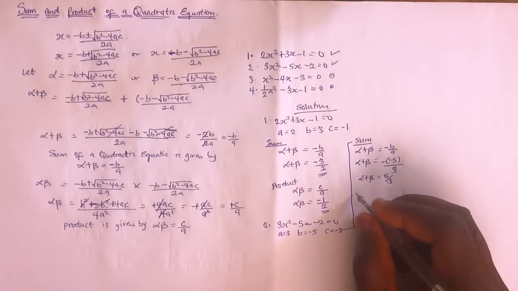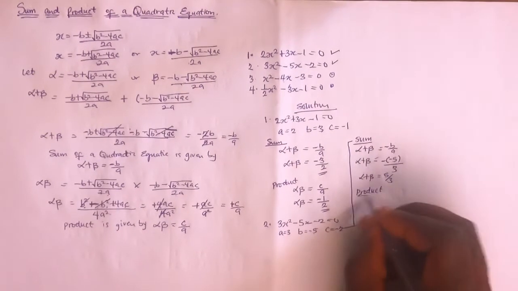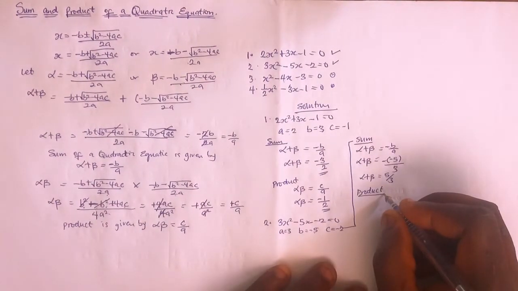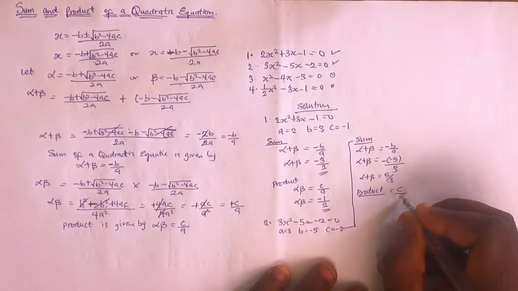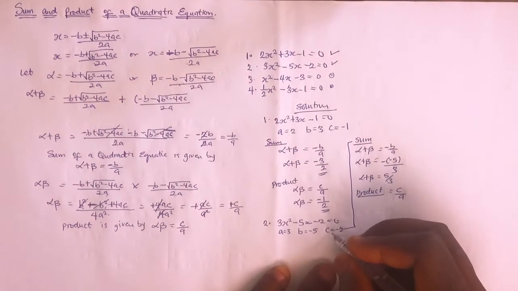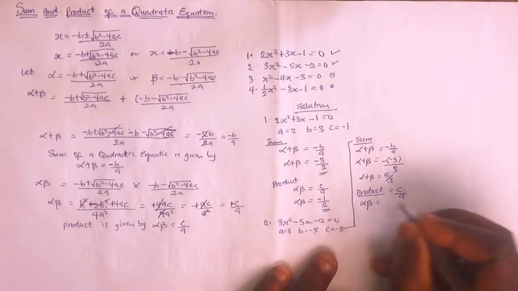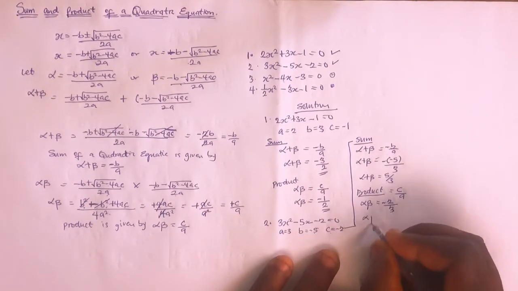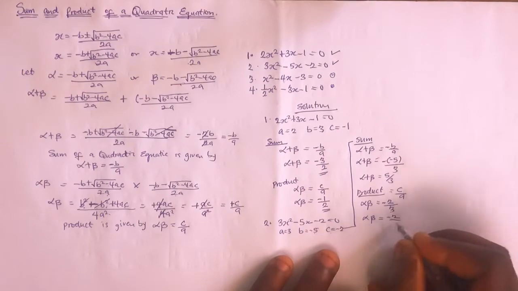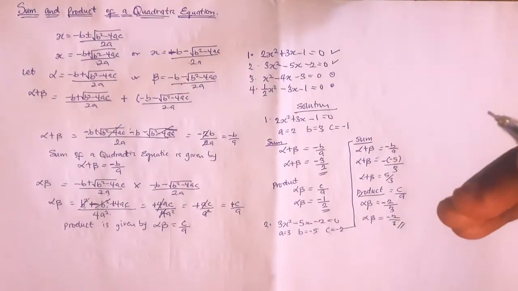So now the next case is to move to the product of the roots. The product is given by c over a. So now what's my c? My product is given by alpha beta, and my c in this case is minus 2, all divided by my a, which is actually 3. So my alpha beta equals minus 2 over 3. So alright guys, you can just go ahead and use question 3 and also question 4 to find the sum and also the product of the roots of these quadratic equations.